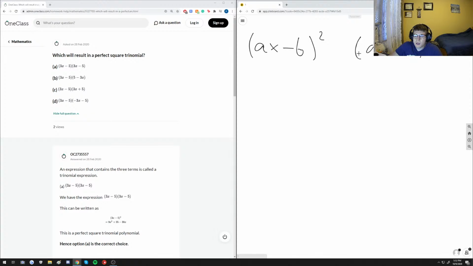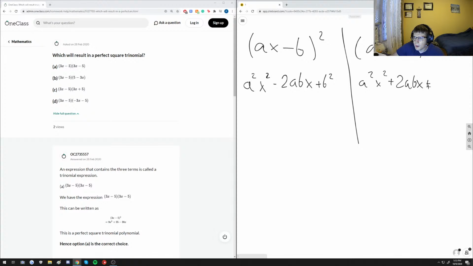If we were to expand both of these out, we would get a squared x squared minus 2abx plus b squared. And expanding the other, we would get the same thing, but this minus sign becomes a plus sign. This is essentially what it has to look like in this form, so this a and b has to exist in order to make it a perfect square trinomial. So if we go through each answer choice, we can expand them out and see if it fits in that same format.